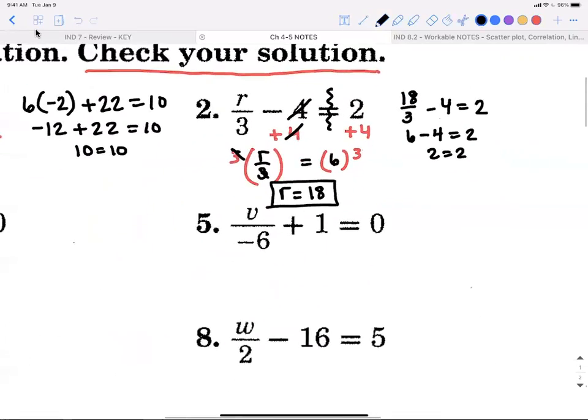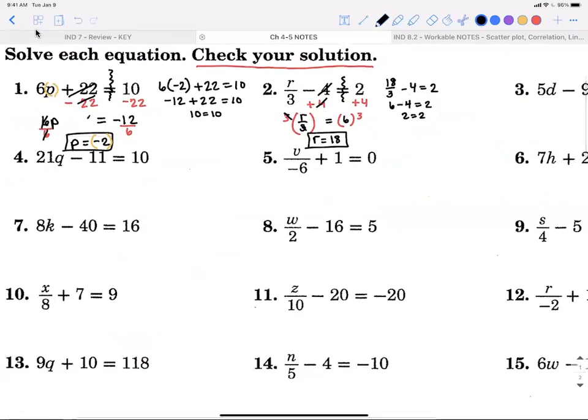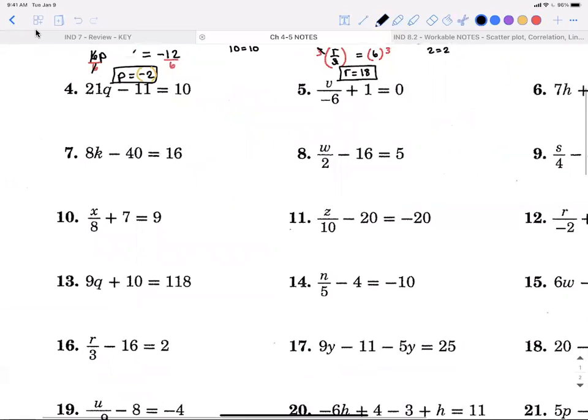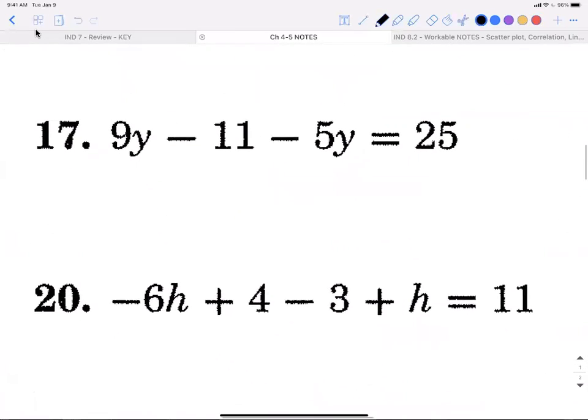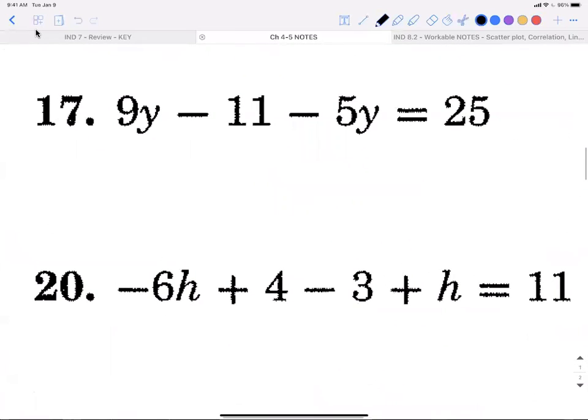All right, so now I want to go to a little bit more complex problem because I think these are going to be the ones we're going to do a couple of examples. So we're going to do number 17 first. Got it written down, Robert? Number 17.